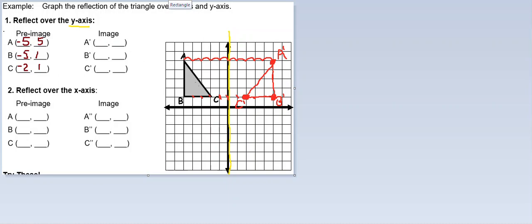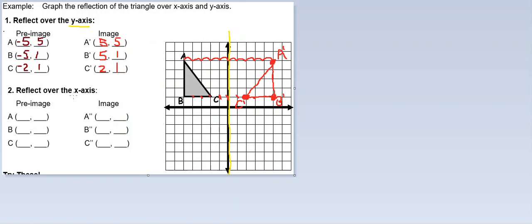The rule, remember: my x value changed when I flipped it over the y-axis. My y value stayed the same, so my y value for each is still going to be the same. It didn't move up or down, it just got moved over to the right. It got reflected over that y-axis. So my x value changes. Like for A, it was at -5, but now I moved it over here, which is at +5. B, the same thing. It was at -5, now it's at +5. C was at -2, now it's at +2.